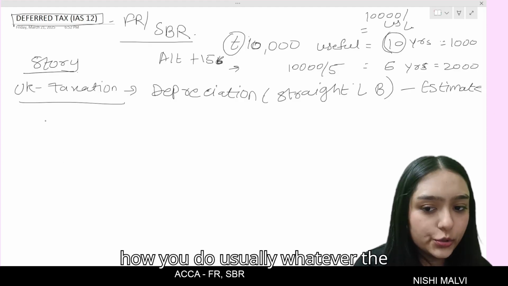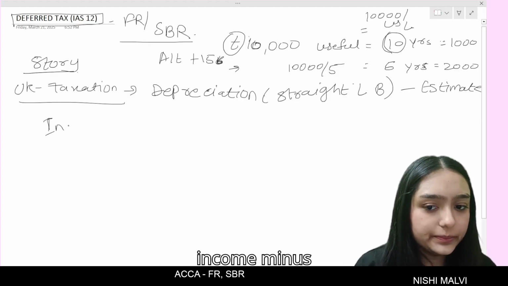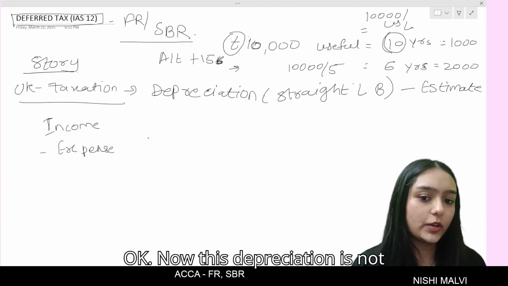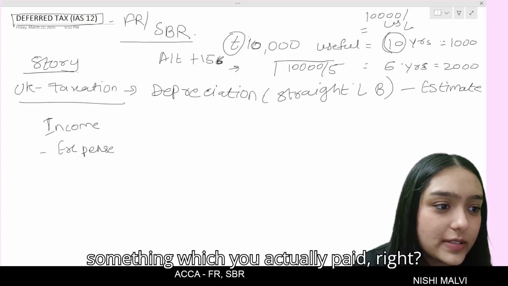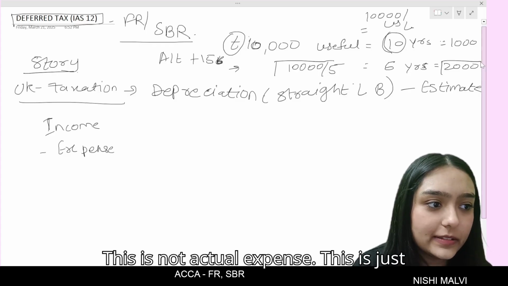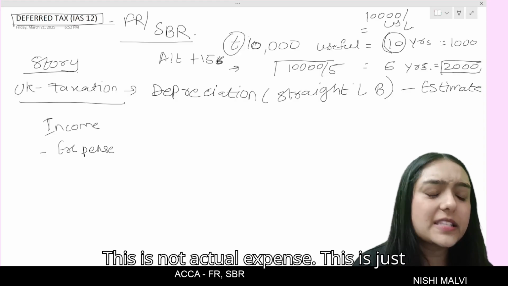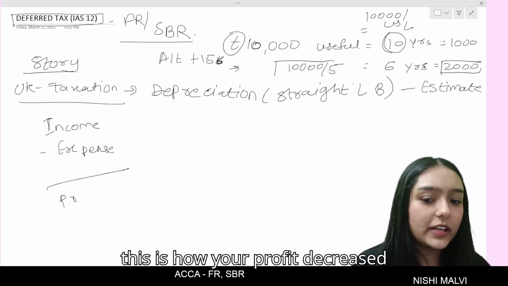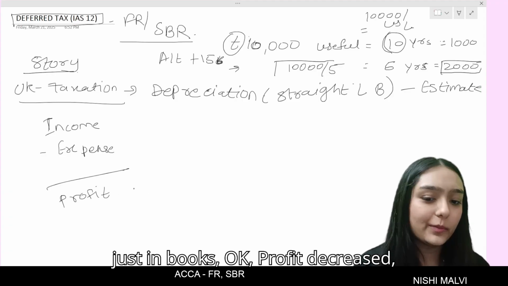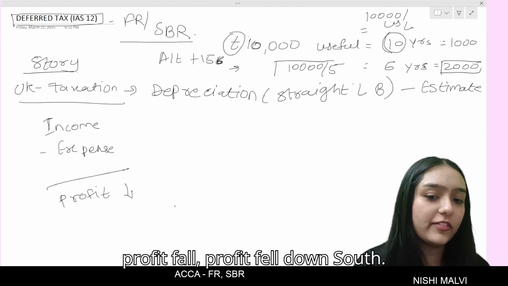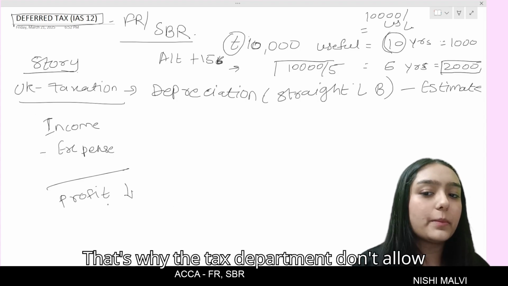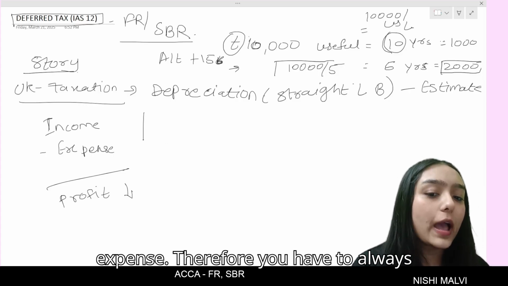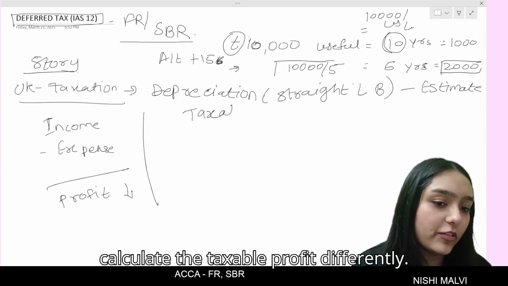Usually it's income minus expenses. Now this depreciation is not something which you actually paid. This is not an actual expense. This is just an estimate which you are showing. So this is how your profit decreased, just in the books. That's why the tax department doesn't allow you to use depreciation as an allowable expense. Therefore you have to always calculate the taxable profit differently.